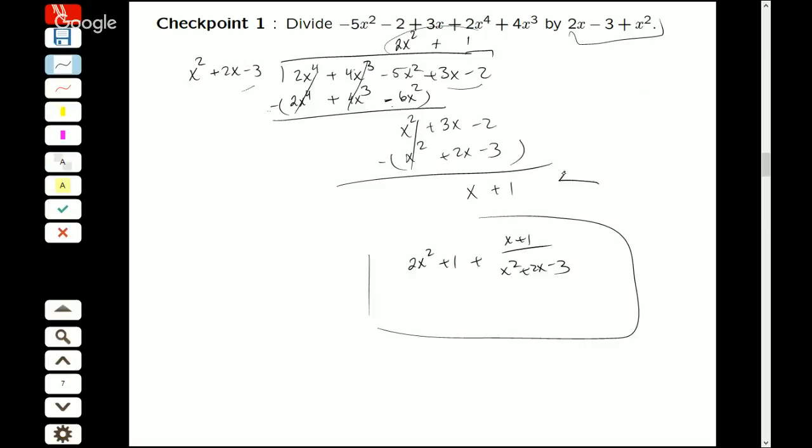How did I know to stop right here? There's no more x squared. The degree here is smaller than the degree that we're dividing by, so you have to stop. That's very correct.